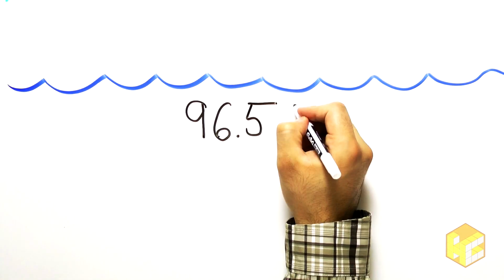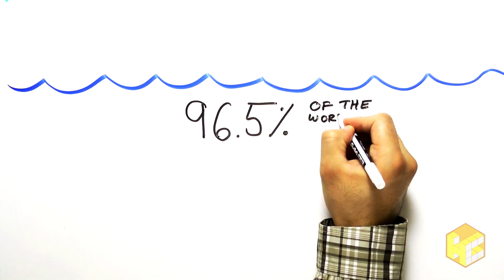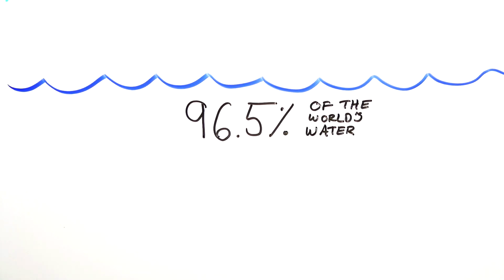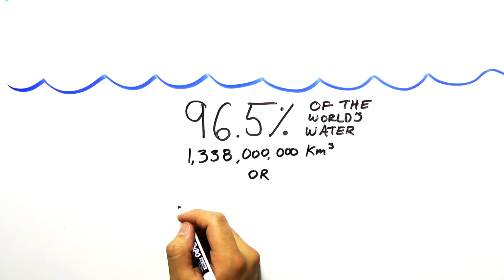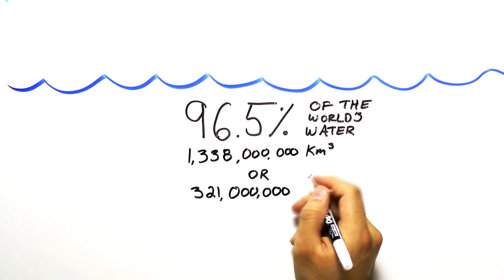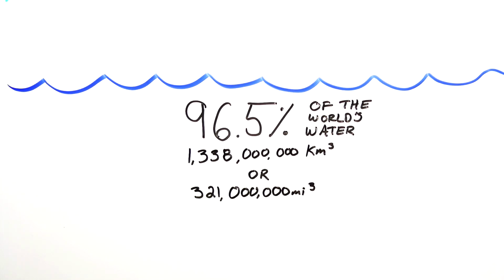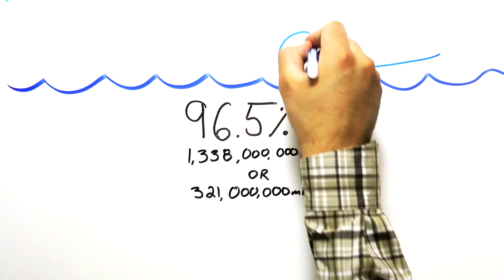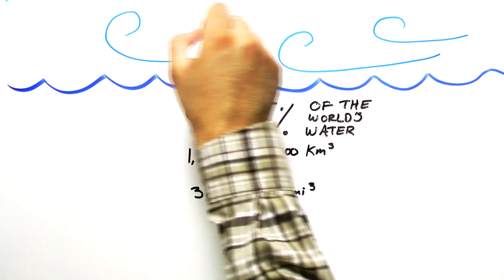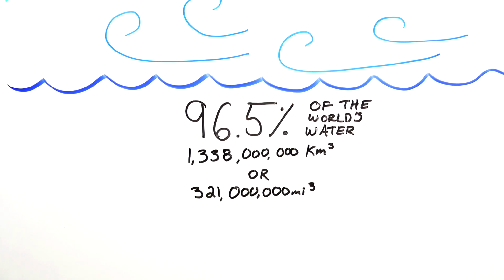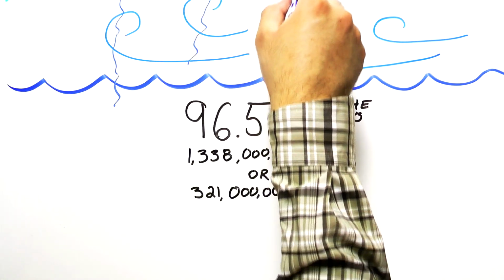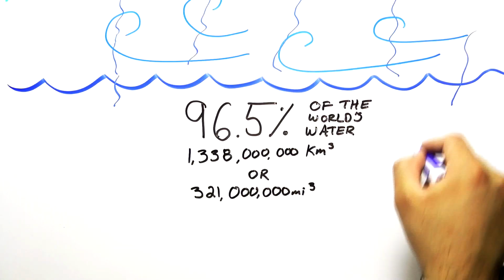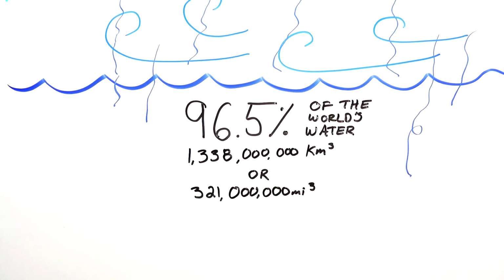About 96.5% of the world's water lives in the ocean. That's 1,338,000,000 cubic kilometers, or 321 million cubic miles. Warm air over the ocean provides the energy to break the bonds between water molecules, and they rise into the air as water vapor, a process known as evaporation. Evaporation from the ocean makes up 90% of the water vapor in the atmosphere.